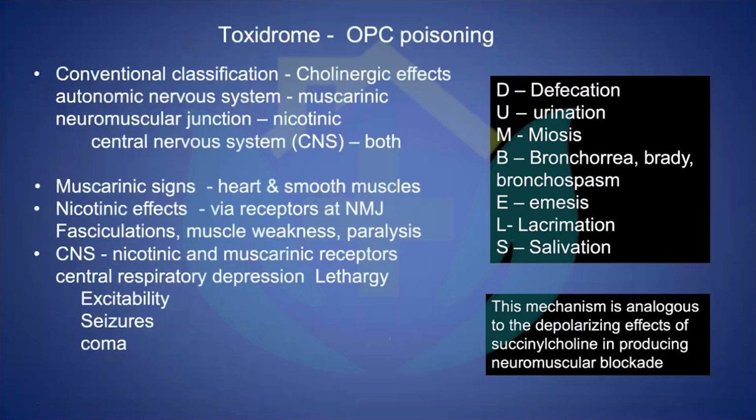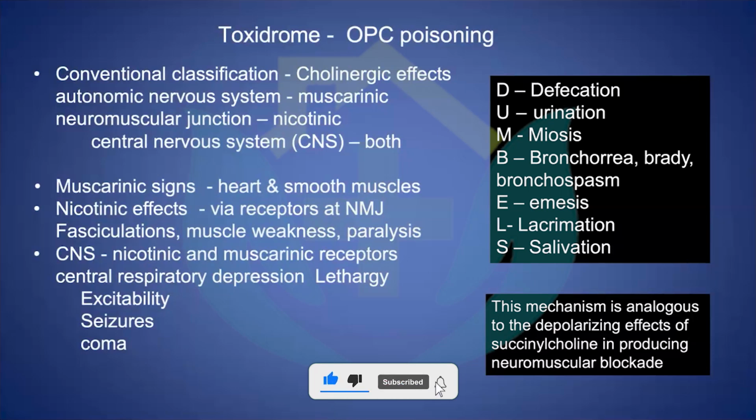Then the toxidrome of OP poisoning, conventional classification: cholinergic effects, autonomic nervous system or muscarinic effects, neuromuscular junction or nicotinic effects, and central nervous system, both muscarinic and nicotinic effects. Muscarinic signs and symptoms affect the heart and smooth muscle. Nicotinic effects via receptors of the neuromuscular junction are fasciculation, muscle weakness, paralysis. In the CNS, via nicotinic and muscarinic receptors: central respiratory depression, lethargy, excitability, seizure, coma.